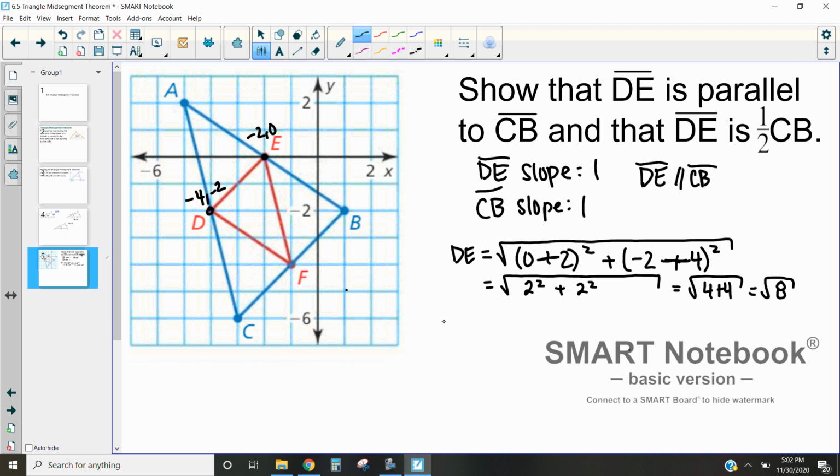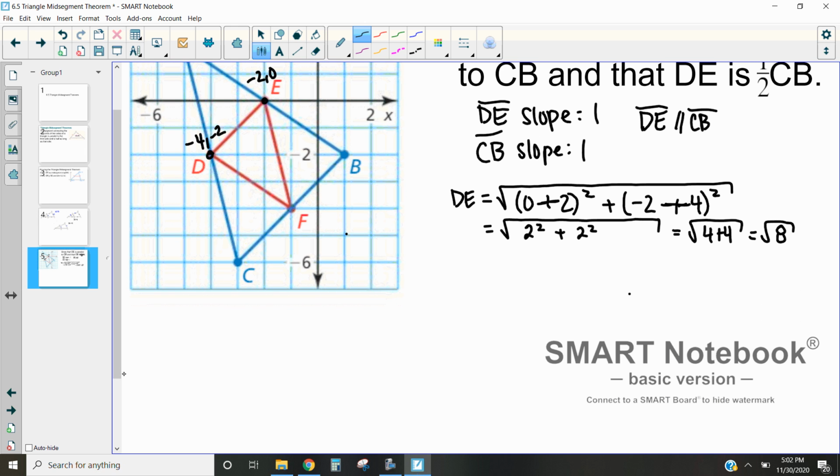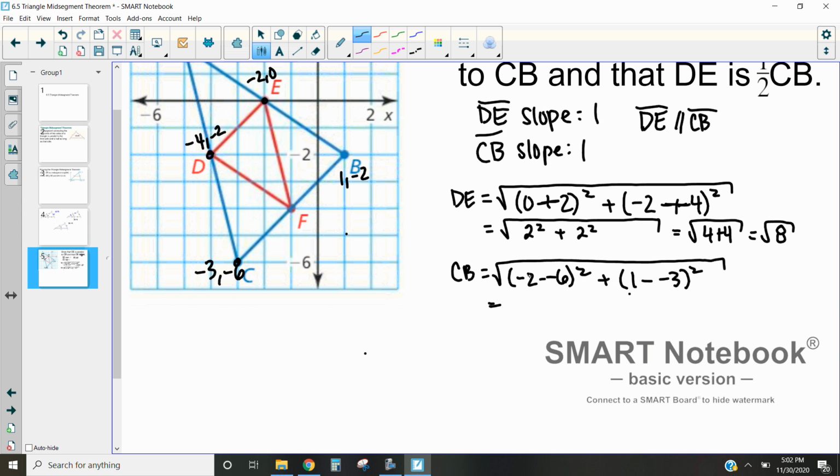Fantastic. Now let's use this same idea to find the distance for CB. This right here is the point -6, -3, and this one is the point 1, -2. So we want to do that exact same thing. We've got -2 minus -6 squared plus 1 minus -3 squared. Well, this is -2 minus -6, that's a plus. This becomes a plus. So -2 plus 6 is 4. So we have the square root of 4 squared plus 4 squared. And that's going to be the square root of 16 plus 16, which equals the square root of 32.